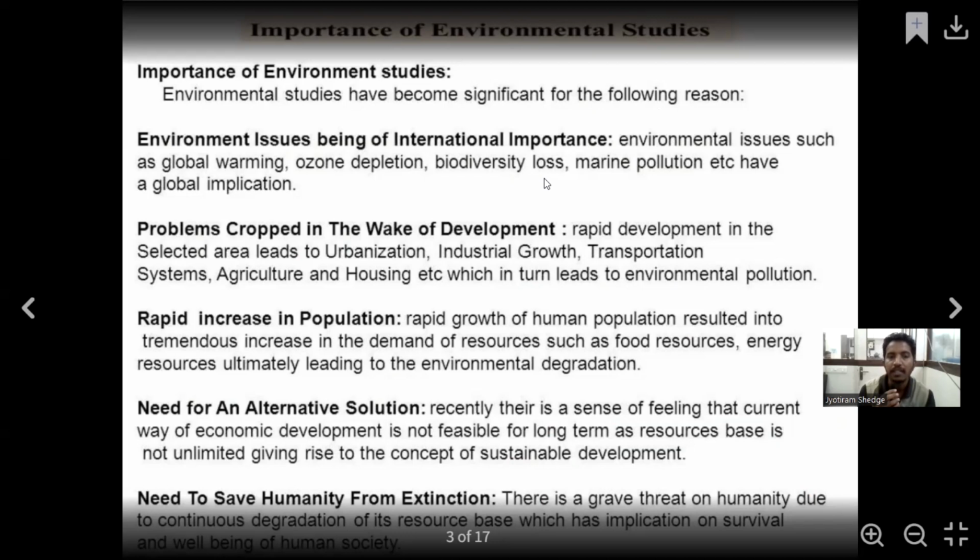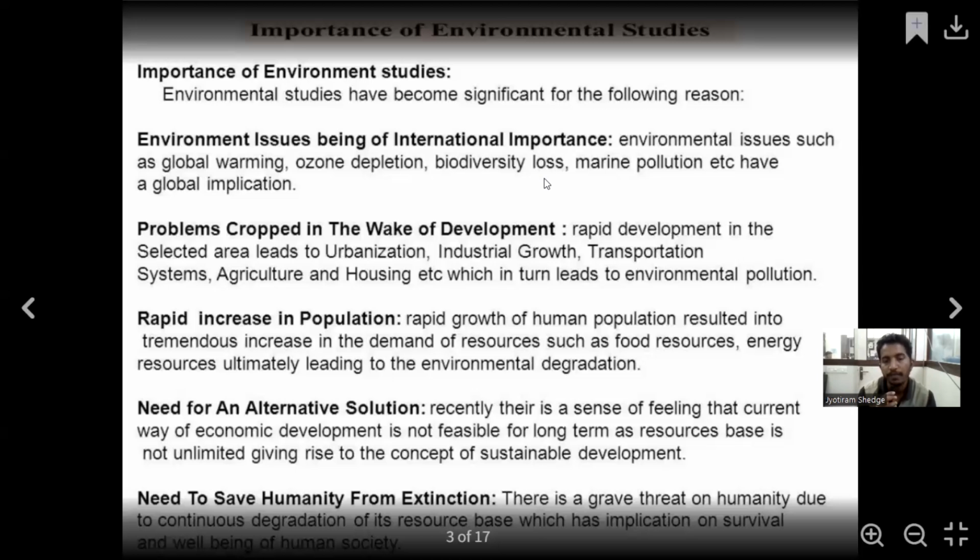Because of these issues, they directly or indirectly affect the other components. Problems have cropped up in the wake of our development, like urbanization, industrial growth, transportation activity, and intensive agricultural practices. These issues come with development. Then rapid population increase is one of the issues.